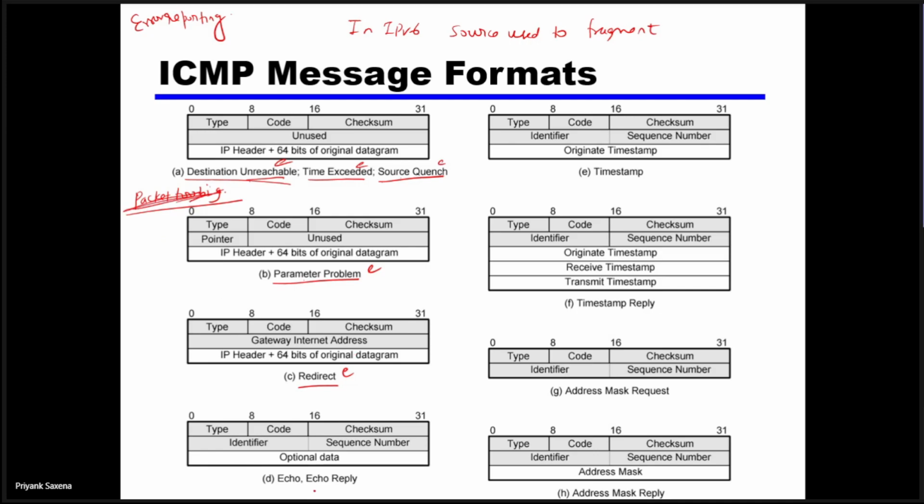While these type of messages, like echo reply, are called query messages.